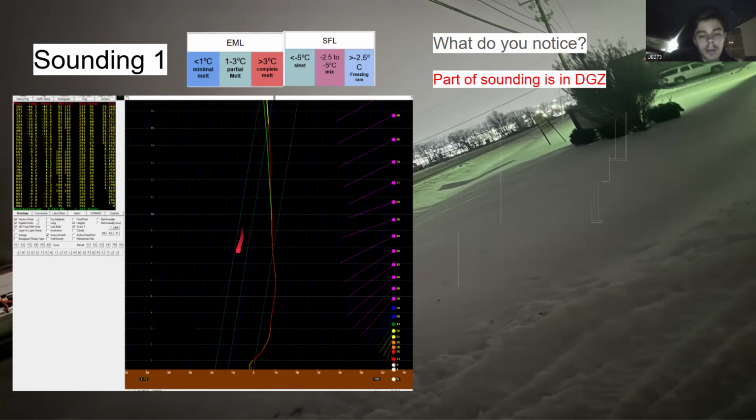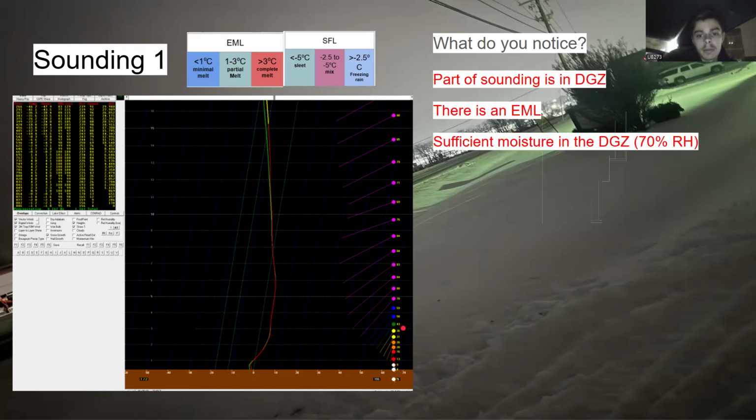Luckily, this is from BuffKit. You can see that these two lines indicate the dendritic growth zone, so that makes it a little bit easier. And yes, part of it's in there. So that means we do have potential for ice crystal growth. There is an elevated melting layer. You can see it's not a surface melting layer because it goes back below freezing again. So it's an elevated melting layer. There is sufficient moisture because the green, which is the dew point, and the red are very close to each other. So we can know that precipitation can probably happen.